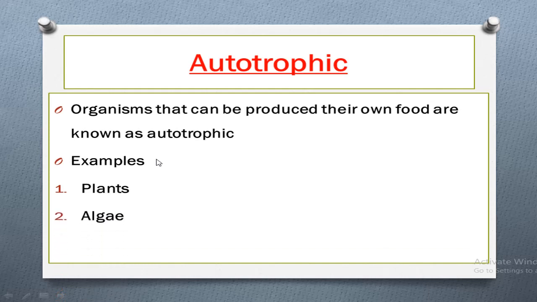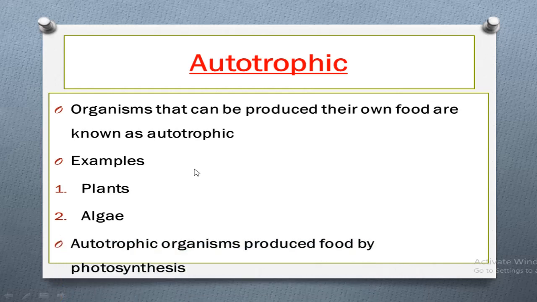Plants and algae can produce their own foods. They do not get food produced by others. So if some organisms can produce their own foods, such organisms are known as autotrophic organisms. Plants and algae belong to the autotrophic organisms because they can produce their own foods. Right, next one. Autotrophic organisms produce food by photosynthesis. Right, the process of producing food in the autotrophic organism is photosynthesis. Right, now we have learned what is meant by autotrophic organism.